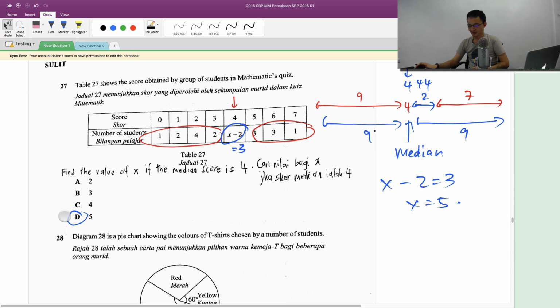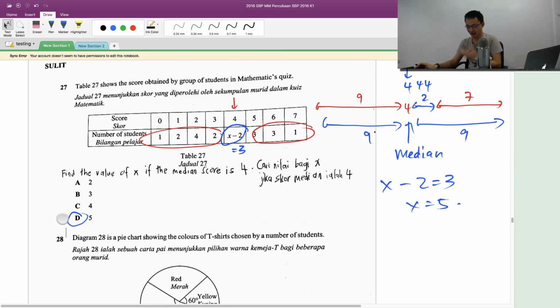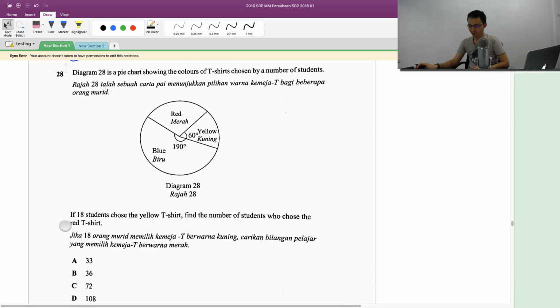So thanks for that. I hope you can understand the median meaning. Median is a middle number.